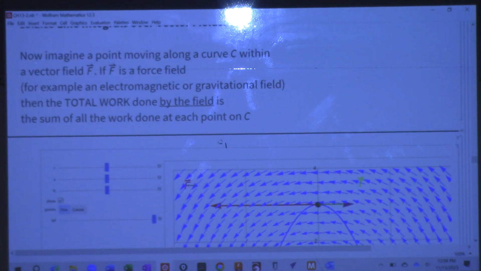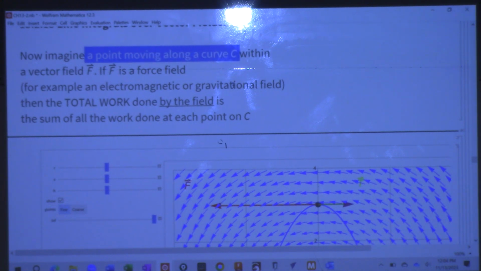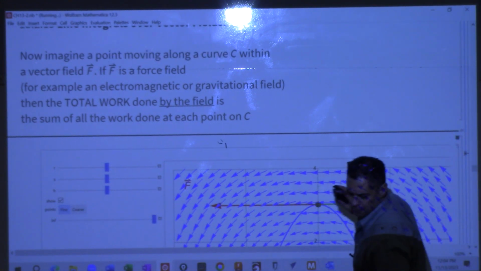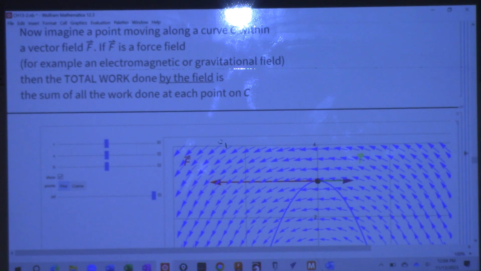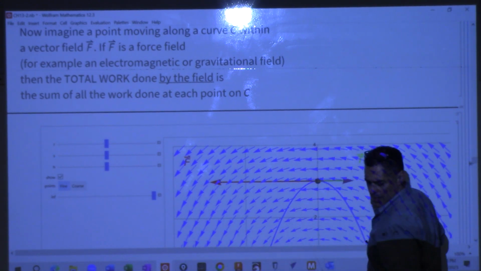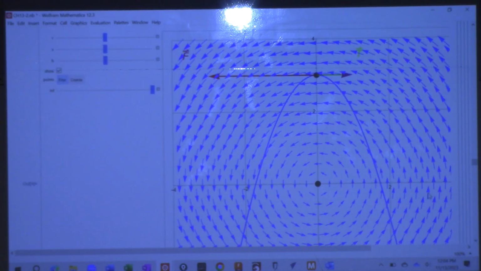So what we want to imagine now is that we have a point moving along some curve. We're going to start in two-dimensional space. All right, so imagine we have some point that's moving along a curve in two-dimensional space. You see this point right here, this black point? We are going to be moving that point.